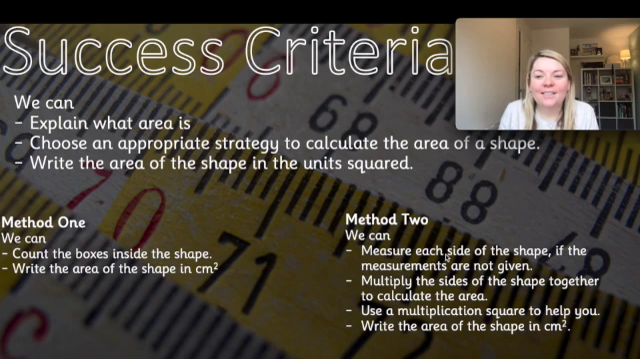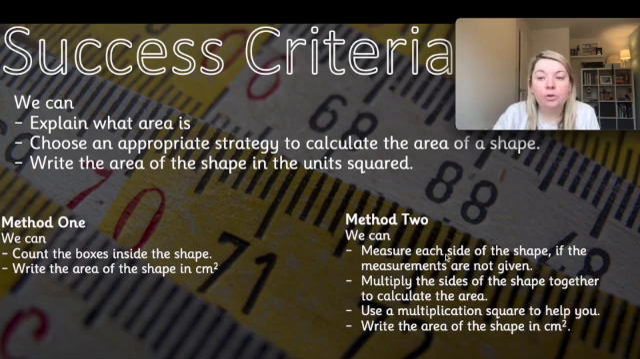Now to look at our success criteria for today's lesson. To be successful, you need to be able to explain what area is. Have a little think about that. Area is measuring what's inside the shape, the amount of space that a 2D shape takes up. You will be able to choose an appropriate strategy to calculate the area of a shape, and you will be able to write the area of the shape in units squared. You will show me you can do this in your maths work this week.